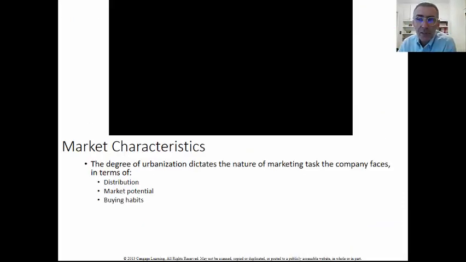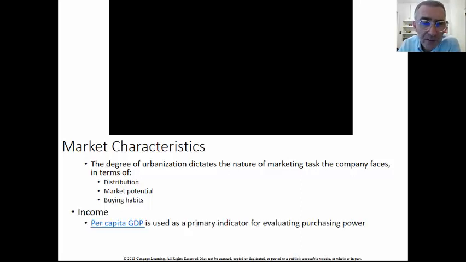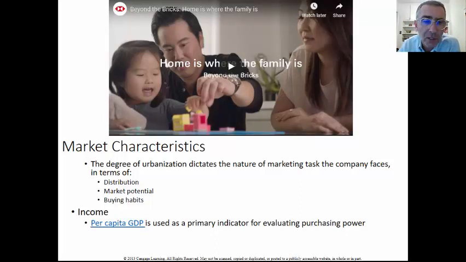So market characteristics, what we have here is the degree of urbanization dictating the nature of marketing tasks the company faces in terms of distribution, market potential, buying habits, and in terms of income, we're looking at per capita GDP. This video is showing you a clip, again, HSBC, I think I mentioned, a lot of their clips. And this is showing you, when we look at marketing and what companies are doing out there, how to look at these households. So again, this clip really belongs with the previous slide, but I didn't have enough room.